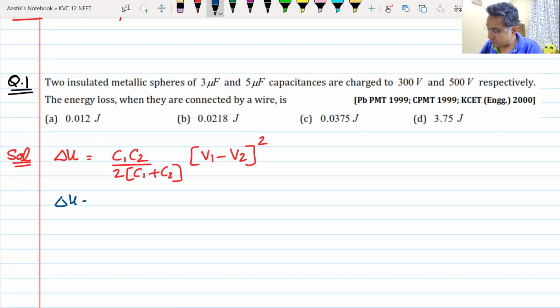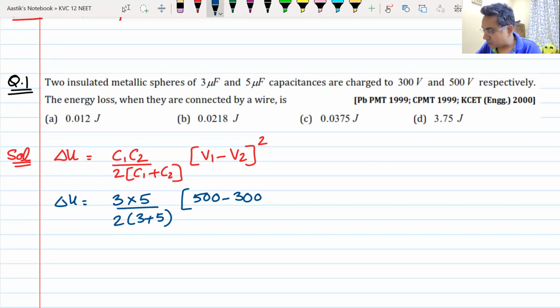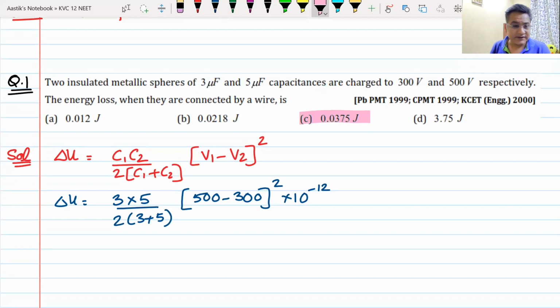So change in energy is 3 microfarad multiplied by 5 divided by 2 times 3 plus 5, multiplied by V1 minus V2 whole square, that is 500 minus 300 whole square. Remember, capacitances are in microfarad, so you have to multiply by 10 raised to the power of minus 12. You calculate this, you will get the answer. The answer given is this one. I hope that is the correct answer. Everyone got this? Yes or no?